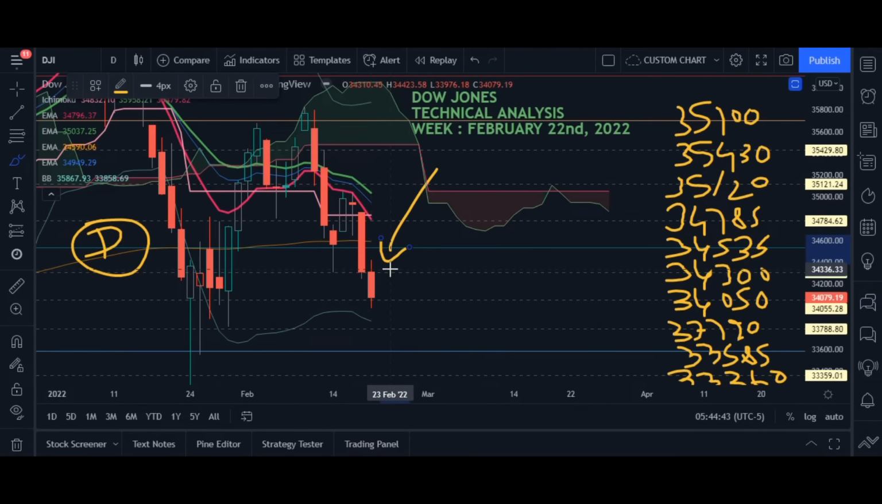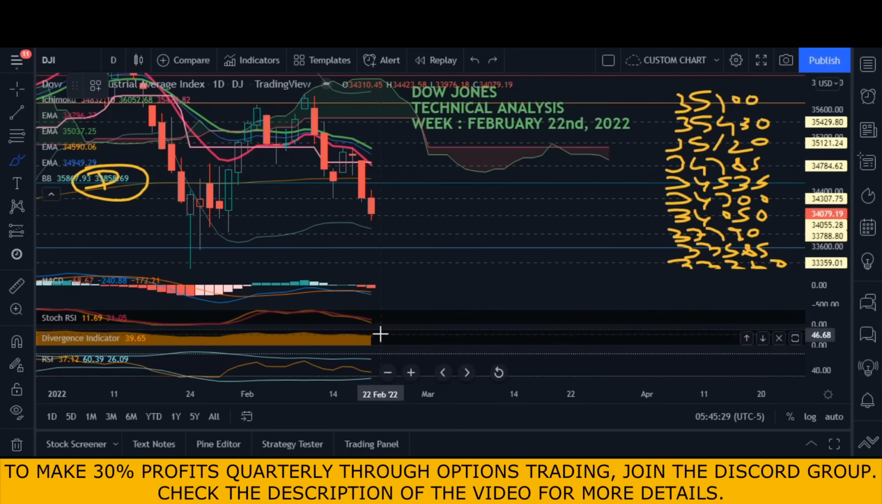Then comes the stock RSI. Stock RSI is clearly bearish because the K channel is 11 and the D channel is 31. Divergence in the prices is normal, 39.40, that's not a problem. Momentum is supporting bears, which means the market has potential to further come down. So through all of the technical indicators, it is clear that the market is bearish, clearly bearish.